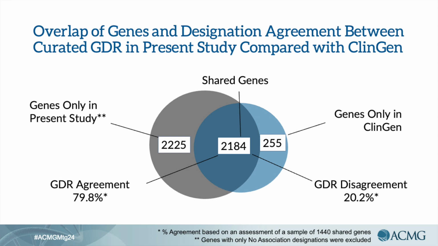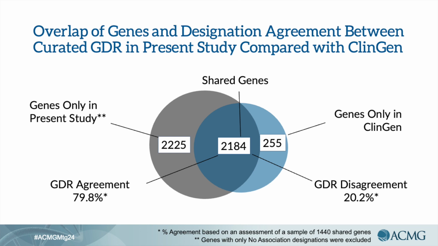Directing your attention to that overlap, there are about 2,100 of those genes in common. And if you break those out in terms of how those genes were associated with diseases, there's approximately 80% agreement and approximately 20% disagreement. And I'll be talking about those in subsequent slides.